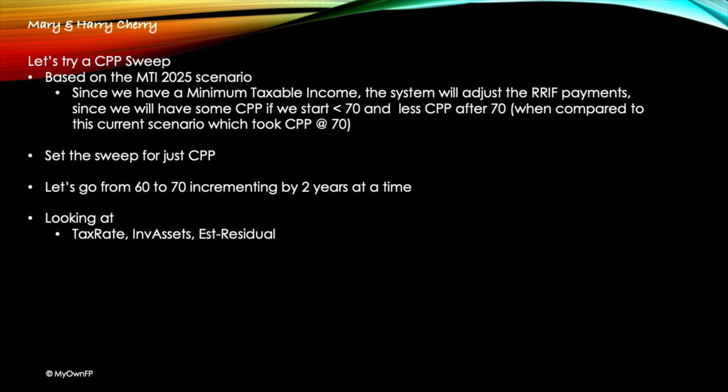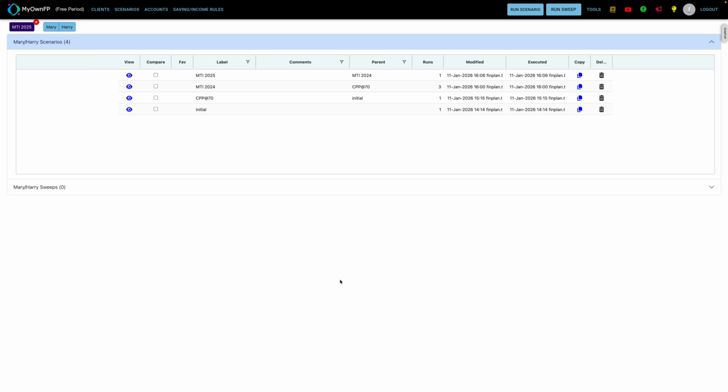In this video, what we're going to take a look at is a CPP sweep. We're going to go based on our current MTI 2025 scenario for Mary and Harry Cherry, and we're going to go from age 60 to age 70 and compare and see what that sweep tells us. So let's go into the software.